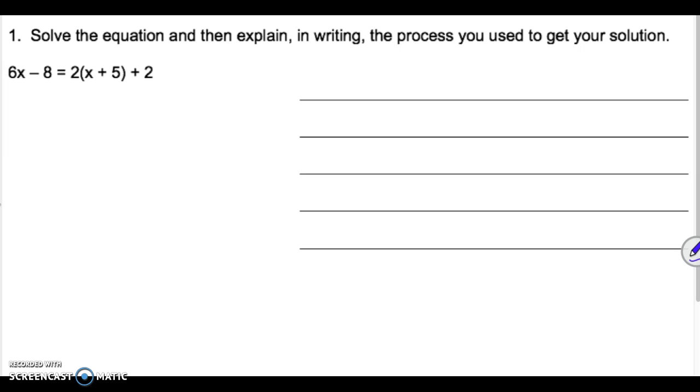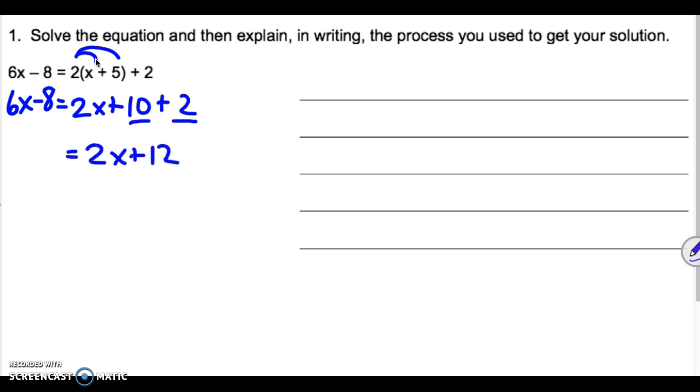So we've got an equation here with variables on both sides and a distributive property. You want to do the distributive property first, so you're going to get 2x plus 10 plus 2. This side doesn't change, 6x minus 8 stays there. Then we can combine like terms on this side, the 10 and the 2 make 2x plus 12. This side still has that 6x minus 8. Haven't even touched the left side yet.